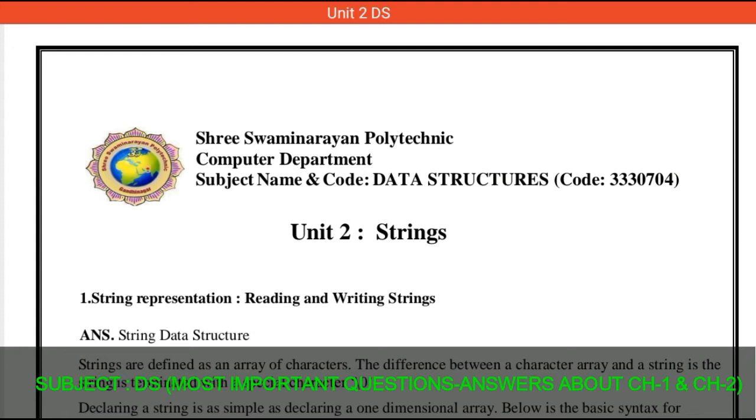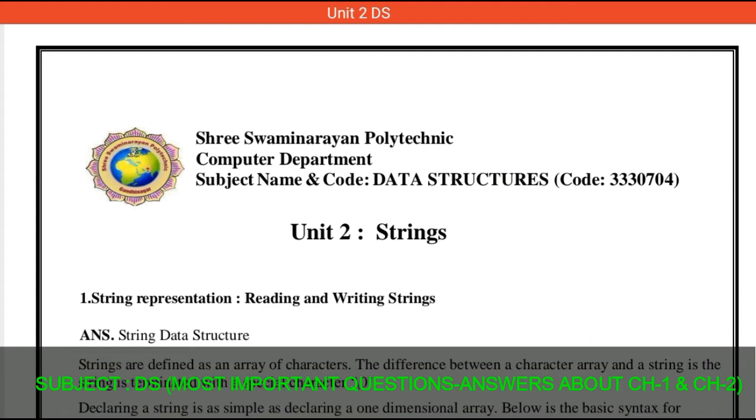Dear all students, we have already completed our syllabus about data structure, but now is the revision of chapter number 2, which is strings. So dear all students, we have to discuss the most important questions with their answers of chapter number 2. So here let's start. We are going to discuss the question answers of chapter number 2 as a string.